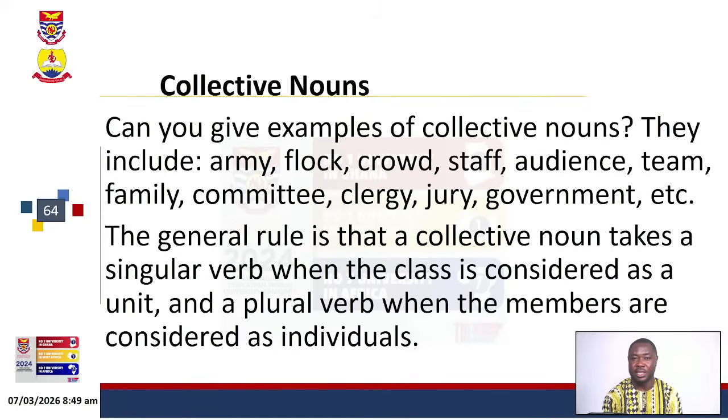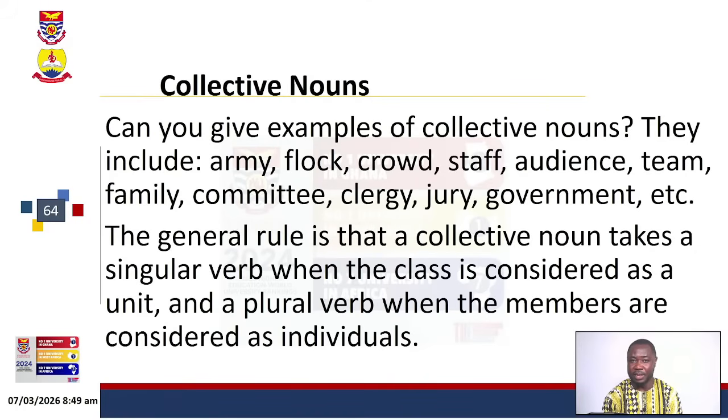Class can also be an example of a collective noun. The general rule is that a collective noun takes a singular verb when the class is considered as a unit, and a plural verb when members of that collection are considered as individuals. I hope you understand this.